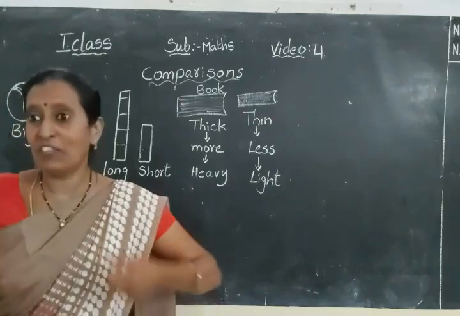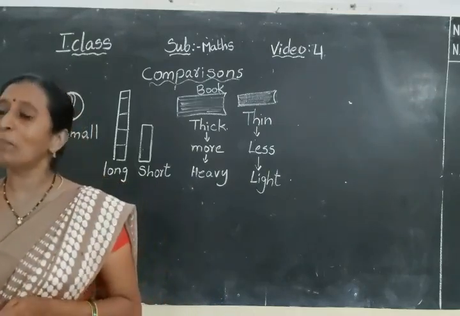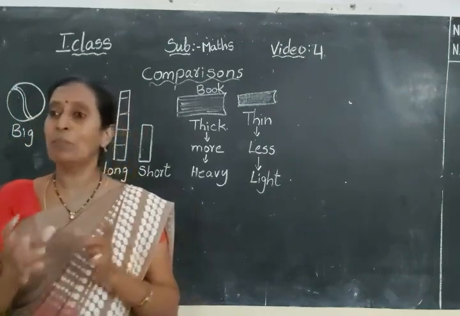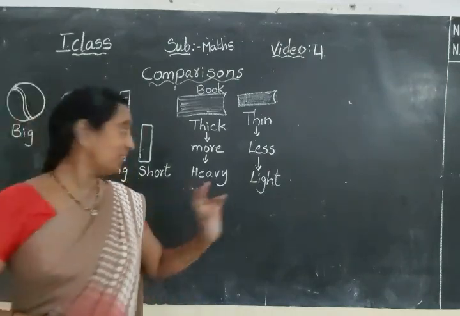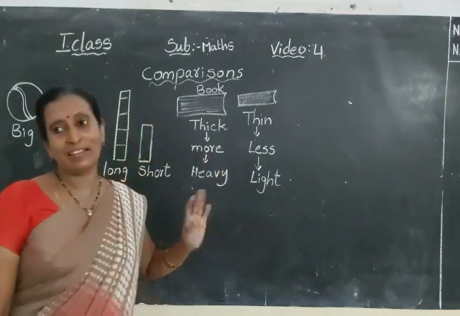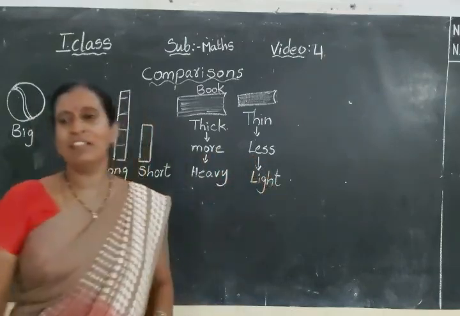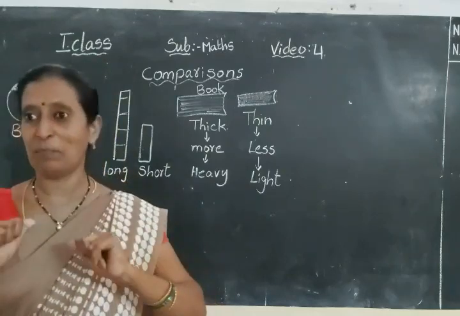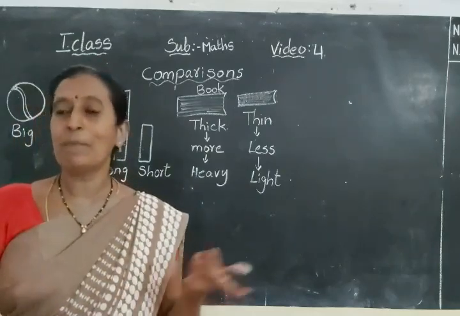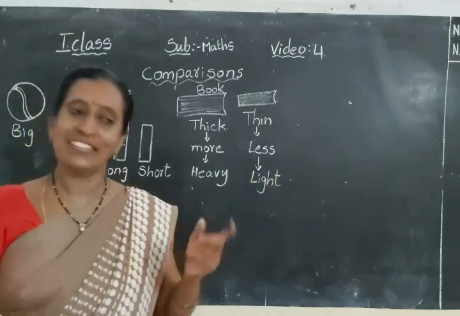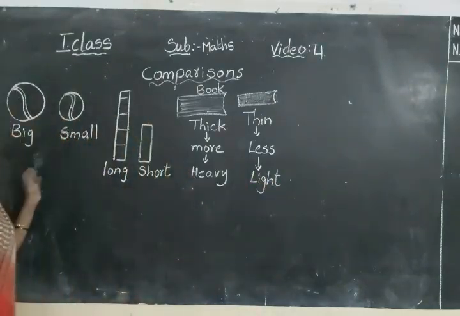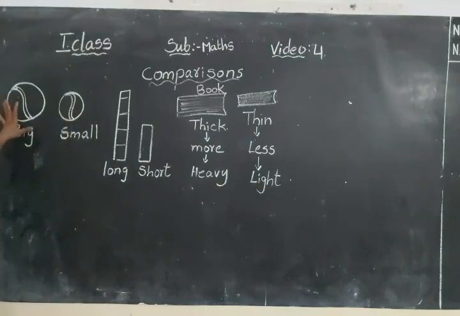No, you can't lift that bag easily. Why? Because there are more books in the bag. So the bag is heavy. That is the weight of the bag, like that. And light means there are no books in the bag. Now you can easily lift that bag. Why? Because the bag is lightweight. That is heavy, light.